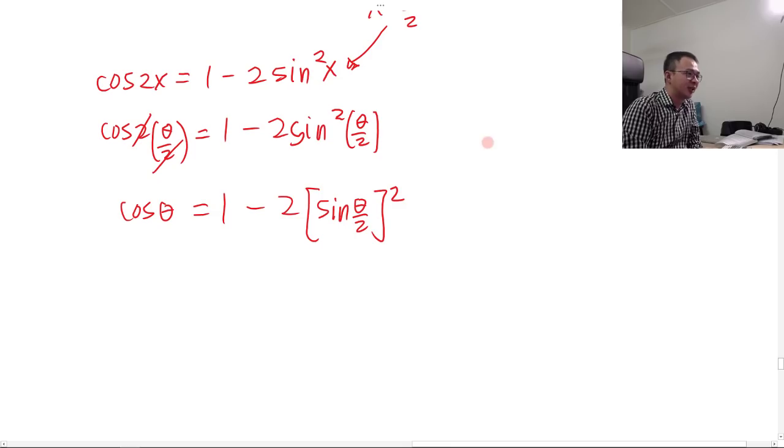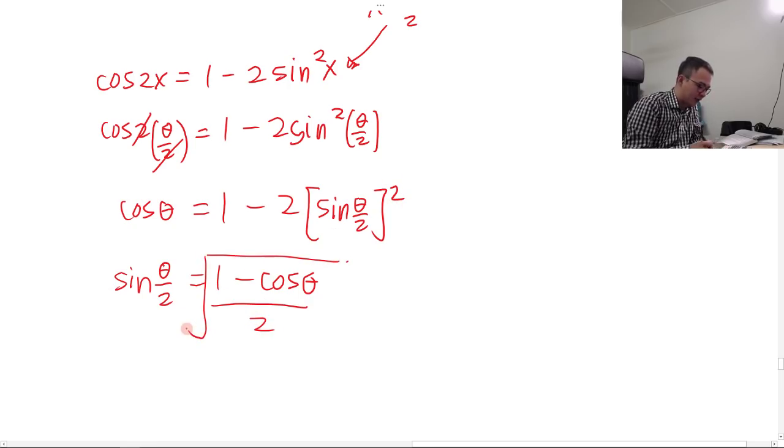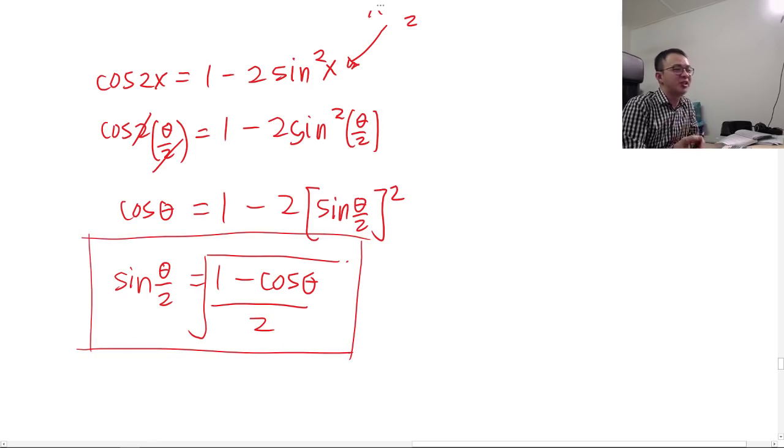Then the next thing is I want to make sine theta over 2 the subject. So I move things around: sine theta over 2, I move the cos to this side, minus cos theta. Just now you have a 2 here, I move it to the other side and divide by 2. You have a square here, so I move it and it becomes a square root. Remember to write down this formula. You are going to use this formula if you have sine half theta. Then we'll do the same thing for cos.